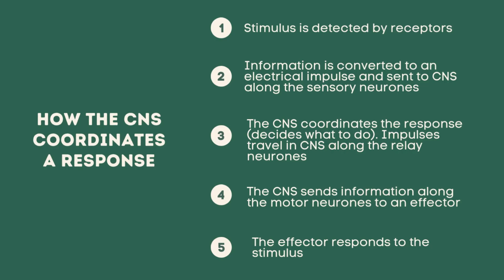So how exactly does the central nervous system coordinate a response? Firstly, the stimulus is detected by the receptors. This information or stimulus is converted to an electrical impulse and it is sent to the CNS along the sensory neurons. The CNS then coordinates the response, which means that it decides what to do. The impulses travel in the CNS along the relay neurons. Then the CNS sends the information along the motor neurons to an effector and the effector responds to the stimulus.